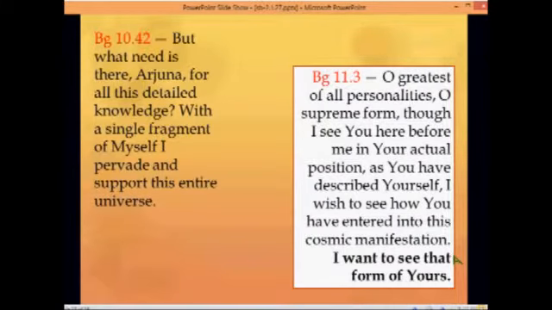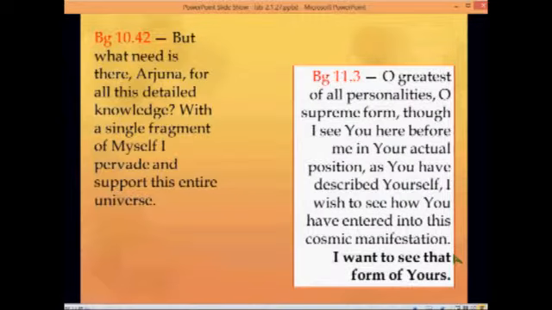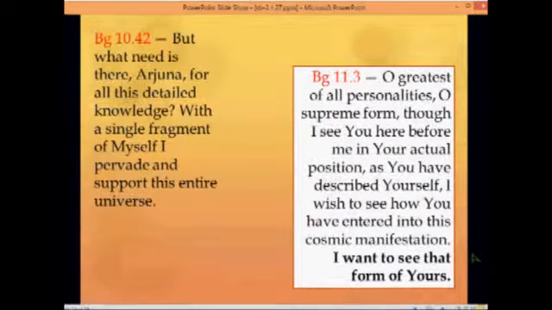And then the next chapter, Arjuna says, O greatest of all personalities, O supreme form, though I see you here before me in your actual position, as you have described yourself, I wish to see how you have entered into this cosmic manifestation. I want to see that form of yours. So Krishna in 10:42 says, I'm pervading, I'm the Paramatma. In 11:3, Arjuna says, let me see that. And there's this universal form, which is the Virat Roop, the Paramatma, and that kind of stuff.